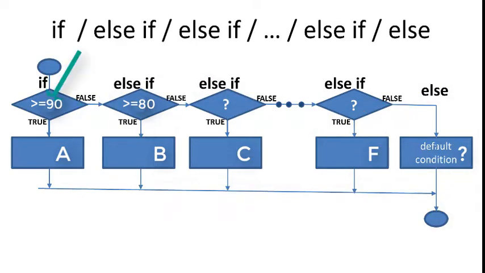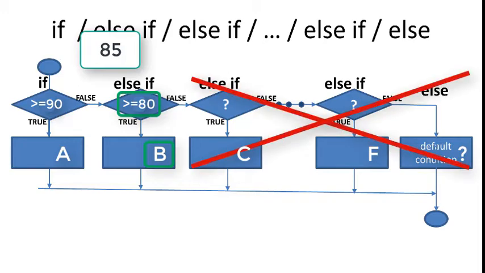I can even say if it's 90 or greater, it's an A. If it's 80 or greater, it's a B. If it's 70 or greater, it's a C. Well, see what's going to happen if somebody gets like an 85. Is it 90 or greater? No. Is it 80 or greater? Yes. The grade's a B, so then I'm going to fall down and I'm going to skip the rest of these conditions. I'm not going to do any more else ifs.